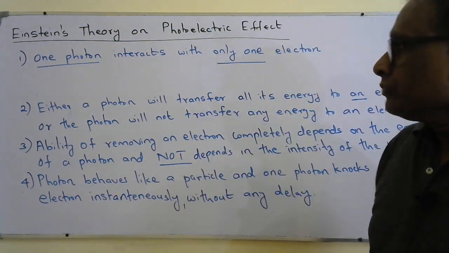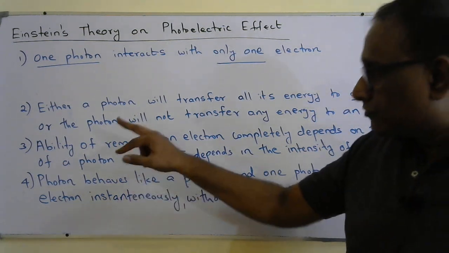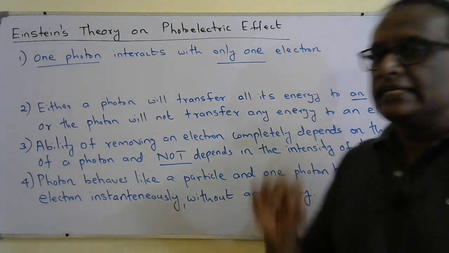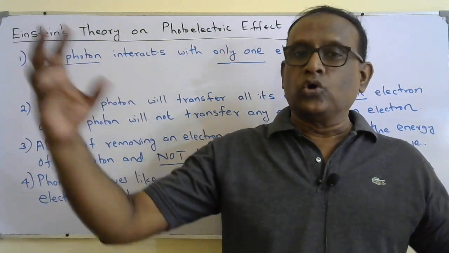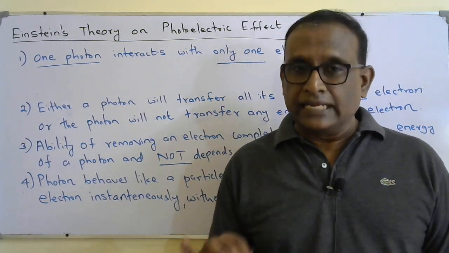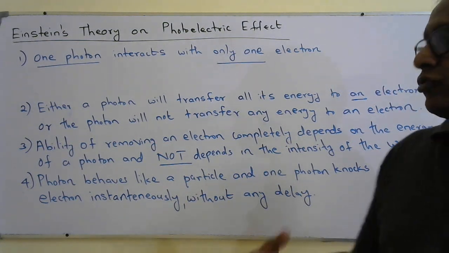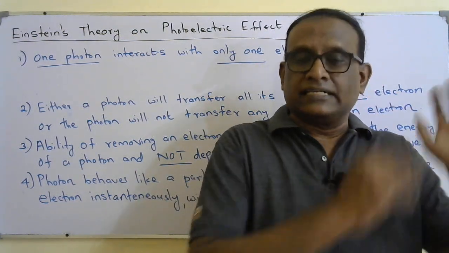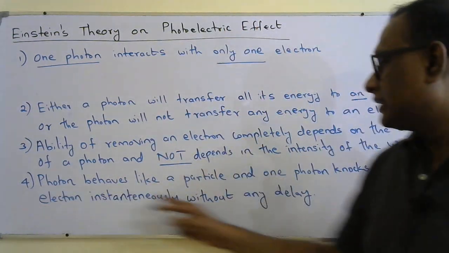That never happens. The third one: the ability of removing an electron completely depends on the energy of a photon and does not depend on the intensity of the wave. So it depends on the energy of each and every photon, not on the intensity or the whole energy of the wave. Individual photons should decide whether they are able to remove the electron or not. Fourth, the photon behaves like a particle, because the photons won't take time to have contact and release the electron later. No, they behave like a particle. When they hit, the electron will be knocked out without any delay.